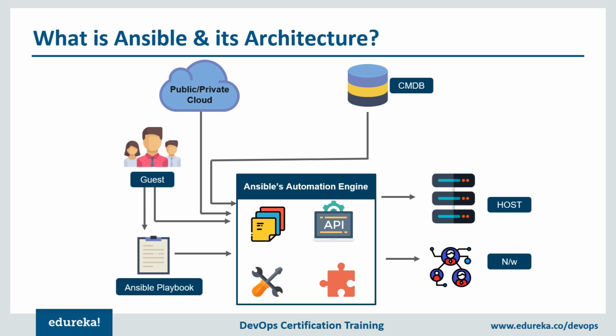And finally, coming to the last component, that is cloud. Cloud is basically a network of remote servers hosted on the internet to store, manage, and process data rather than a local server. So you can launch your resources and instances on cloud and then you can connect them to your servers. So guys, this was a brief about the Ansible architecture that you can see on the screen.